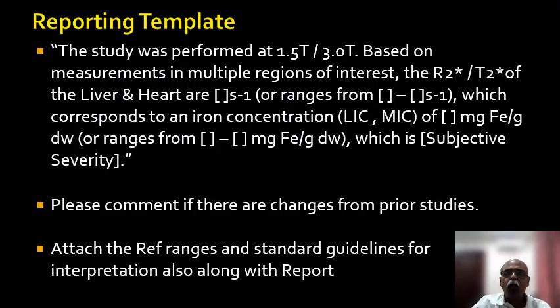Simple as that. Now, when you start reporting, report whether the study was performed on 1.5 or 3T. Based on measurements in multiple regions of interest, the R2 star and T2 star of the liver and heart were assessed, which correspond to iron concentration, LIC and MIC, in milligram of iron per gram, and ranges. Similarly, if there is any previous study, comment on the previous study comparison after treatment, and attach the reference ranges and standard guidelines for interpretation along with the report.